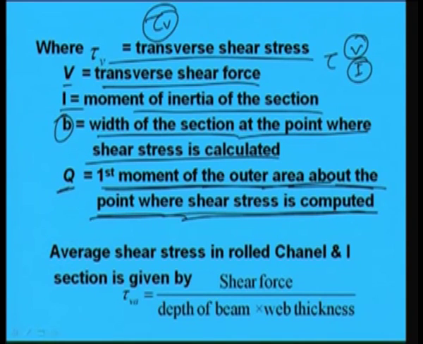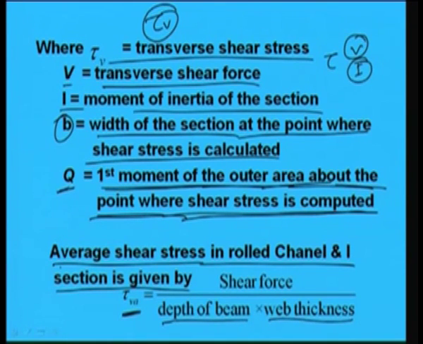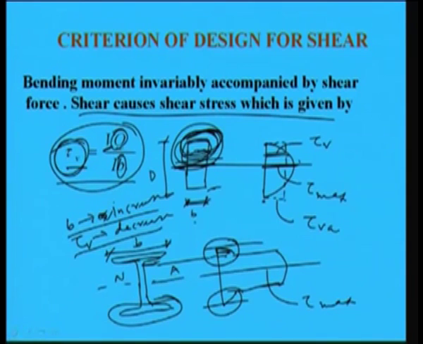Now, average shear stress in rolled channel and I section can be found from this equation, that is, average shear stress is shear force divided by depth of beam into web thickness. That means, average shear stress for channel section and for I section can be found out simply from this equation, right. Or we have seen how to find out the tau V average shear stress, for which we have to make the equivalent area.